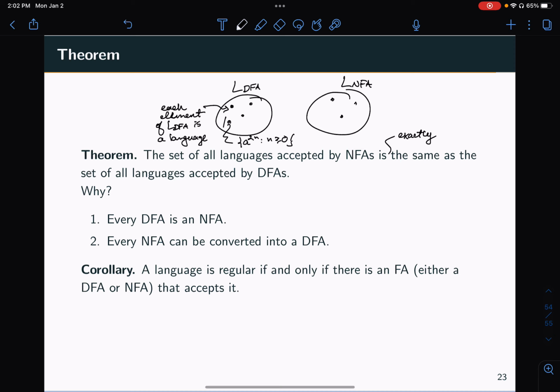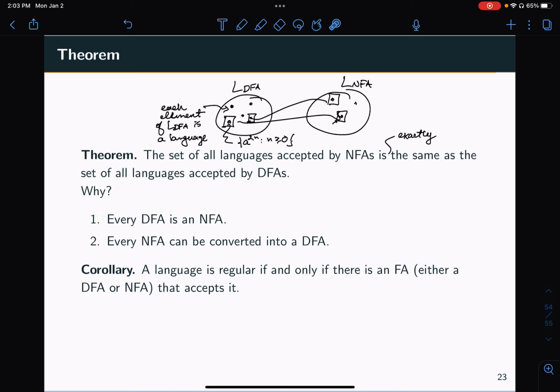So this language here also exists in this family of languages here, okay? And this language that's accepted by NFAs also exists in this family of languages here, right? These are families of languages, and any language that you can find here, you can also find here and vice versa, okay?